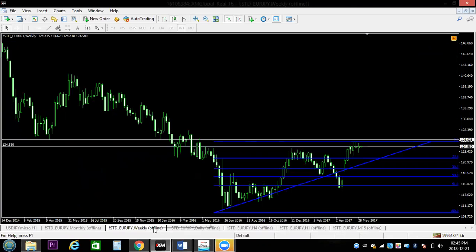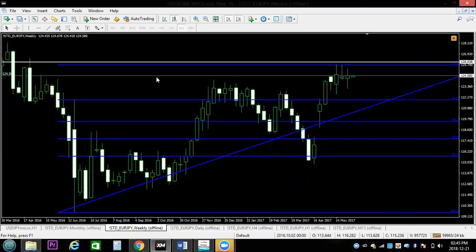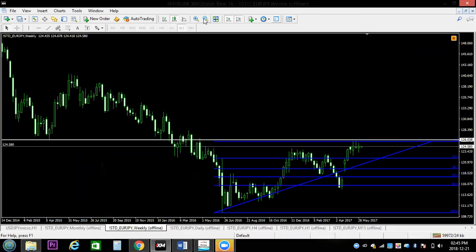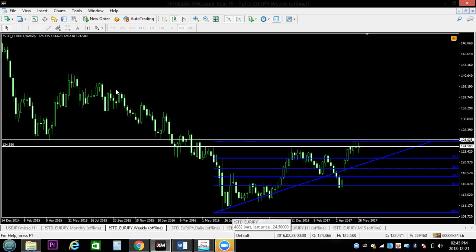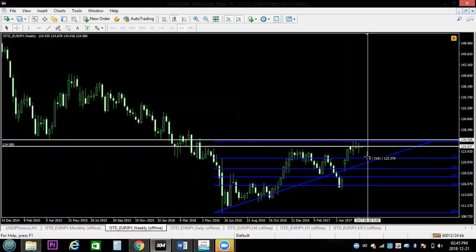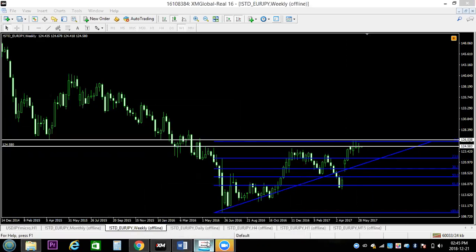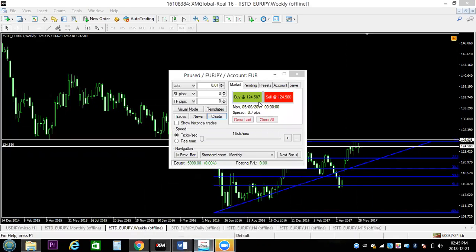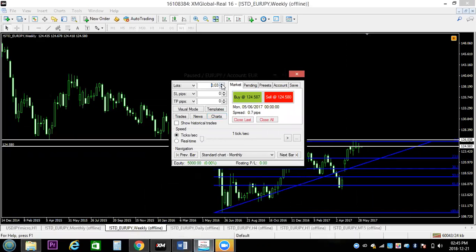Okay. Let's dial it into the weekly, see what's going on. Right, it seems as if price is at a resistance over here. So I'm going to jump in and take some sells. And we'll take it down to the next zone, which is about 260 pips, which is not bad at all. Sometimes you have to click it more than once.